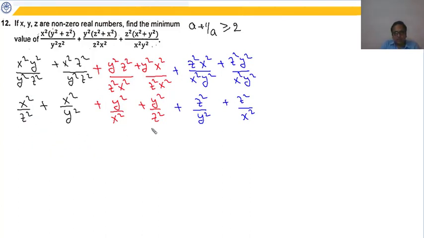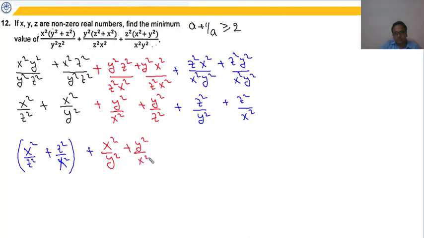If one term is x square upon z square, the last term is z square upon x square. We club these two terms. Then we had the second term x square upon y square, and we also had one term as y square upon x square. It's the reciprocal. We club these two also. Then we had one term left as y square upon z square, and we had z square upon y square. One more term we have.